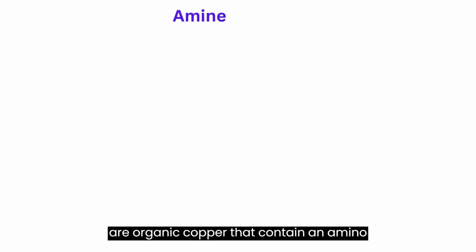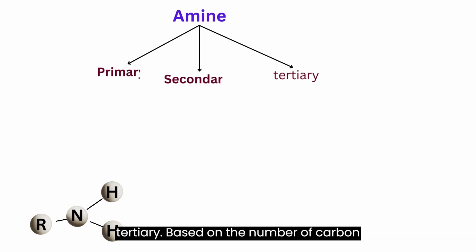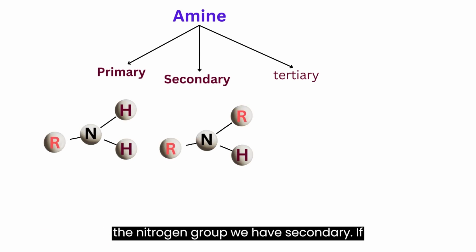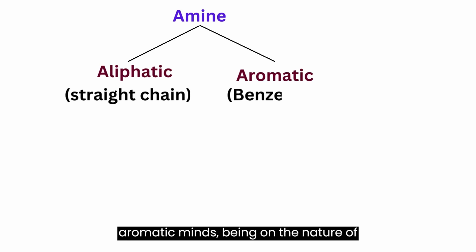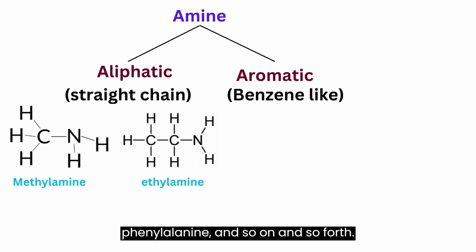Amines are organic compounds that contain an amino group, which is a nitrogen atom with two hydrogen atoms attached to it. They are divided into 3 subgroups: the primary, the secondary, and the tertiary, based on the number of carbon atoms attached to the nitrogen atom. What does that mean? If 1 carbon is attached to the nitrogen atom, we have a primary. If 2 carbons are attached to the nitrogen, we have a secondary. If it's 3 carbons, we have a tertiary. They can also be divided into aliphatic or aromatic amines based on the nature of the carbon atoms attached to the nitrogen atom. Some examples are methylamine, ethylamine, butylamine, aniline, phenylalanine, and so on and so forth.